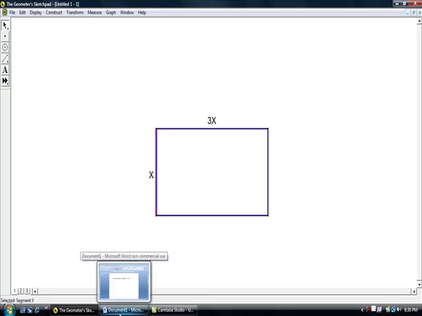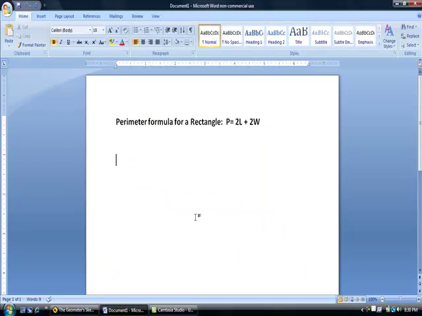Okay, so to figure out what x is supposed to be and the lengths of our two sides, we've got to set up a little equation. Well, the perimeter formula for a rectangle is 2 times the length plus 2 times the width. That gets you your perimeter. And in this case, our length is x and our width is 3x. So we plug those in, and we know the perimeter given in the question is 70. So we have 70 equals 2 times x plus 2 times 3x.